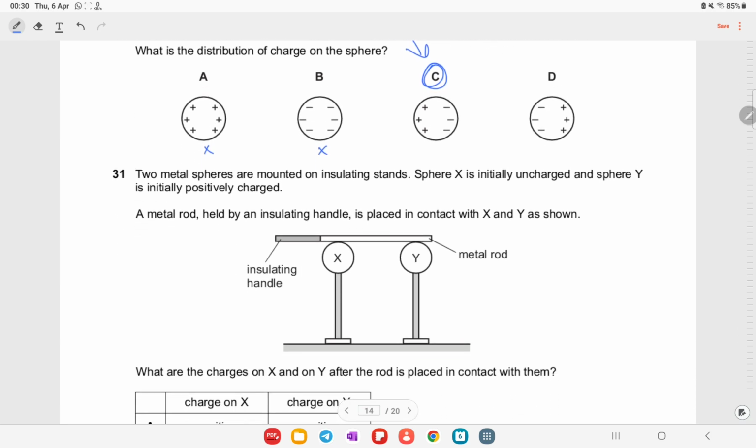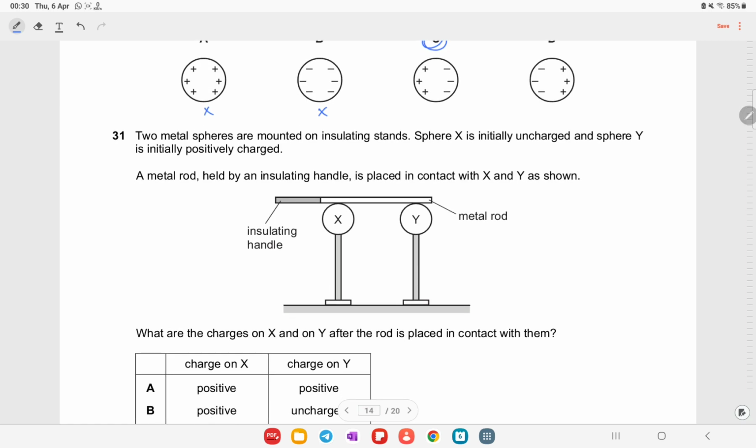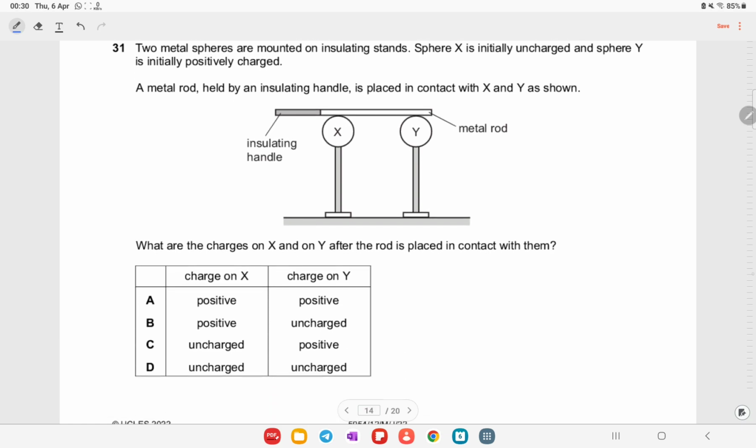Now coming back to the next question. Two metal spheres are mounted on an insulating stand. Sphere X is initially uncharged and sphere Y is initially positively charged. A metal rod held by an insulating handle is placed in contact with X and Y as shown. What are the charges on X and Y after the rod is placed in contact with them? Let's see how we are going to do this. Let's suppose this is X, this is Y. They are saying this is positively charged and this is uncharged, so it means this is neutral.